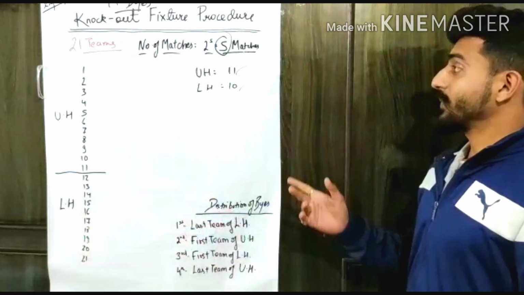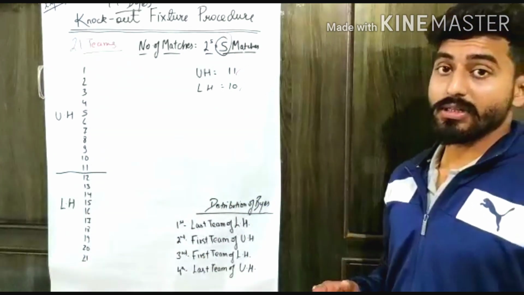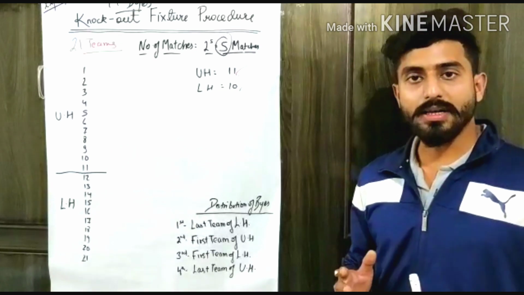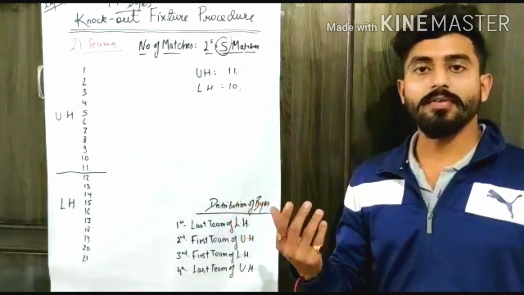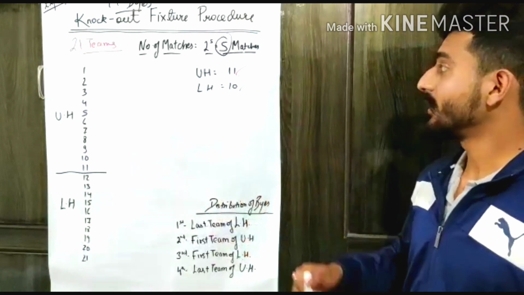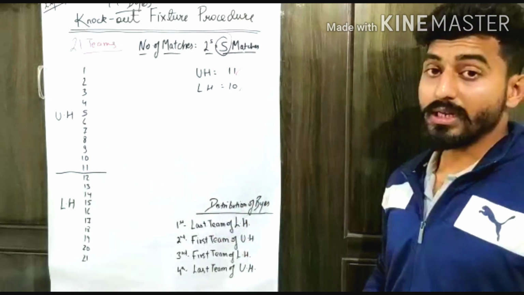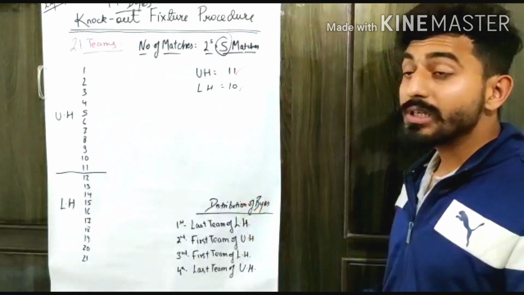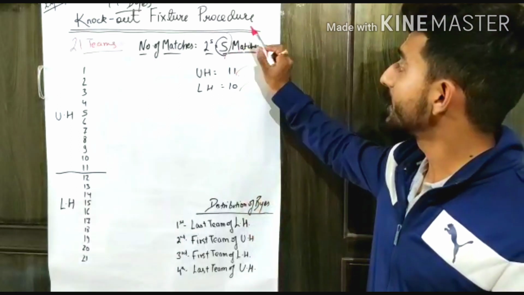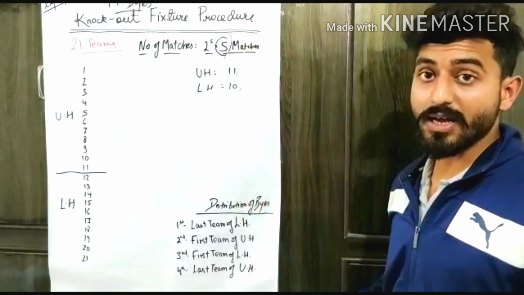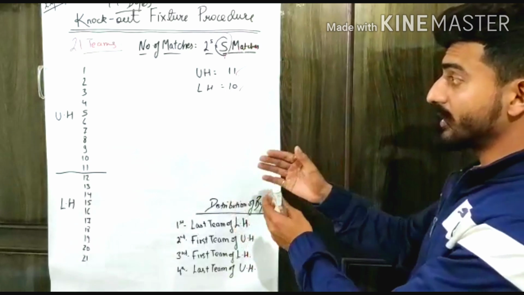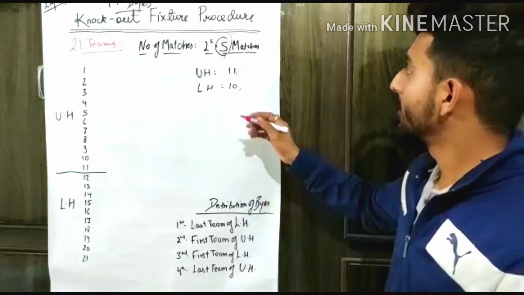Now the next step is to calculate the number of matches. The easiest way to calculate the number of rounds is just to check the power of 2 that we have calculated earlier, and in this fixture of 21 teams the power of 2 is 5. So simply we got the rounds, that are 5 rounds. We are going to have 5 rounds in this whole fixture.